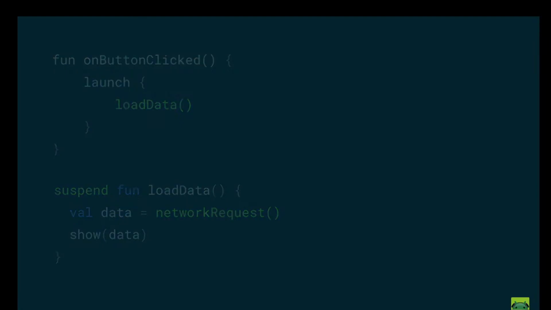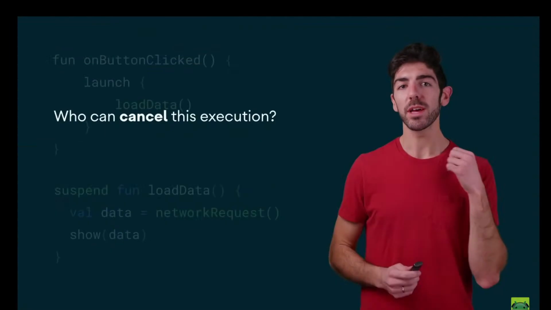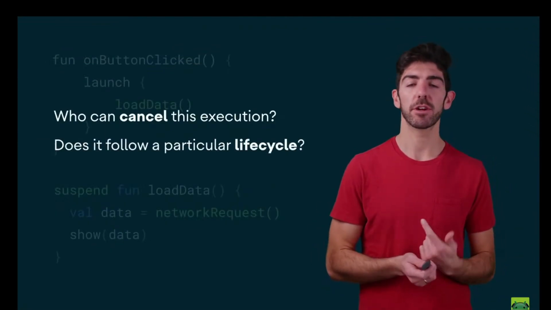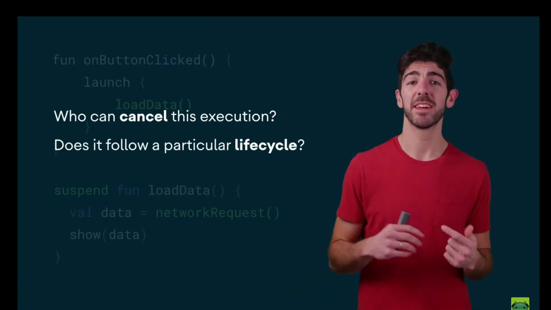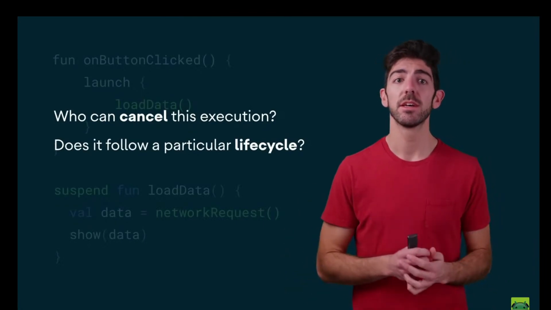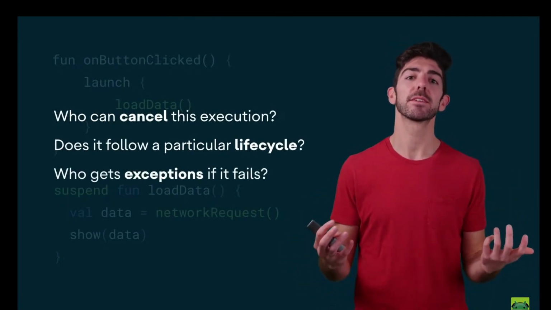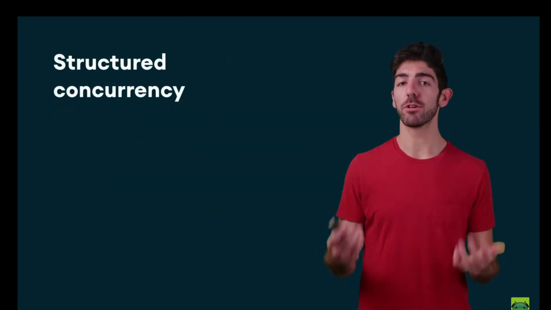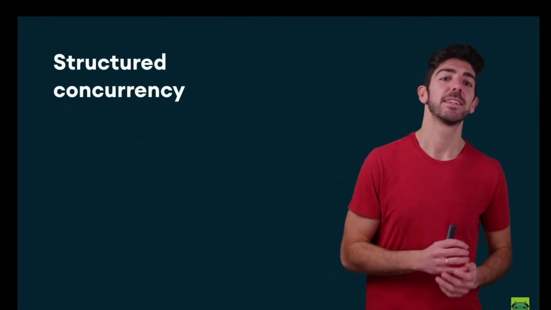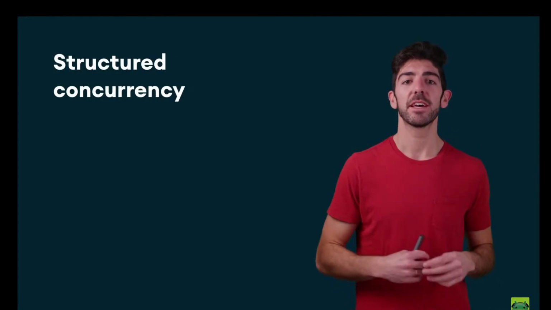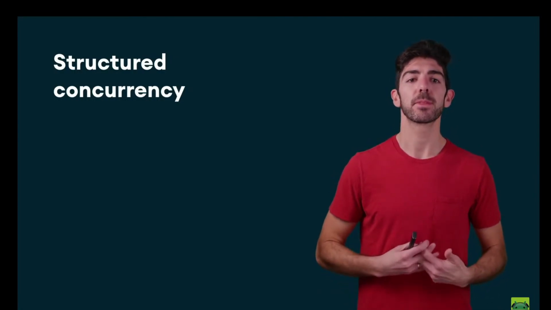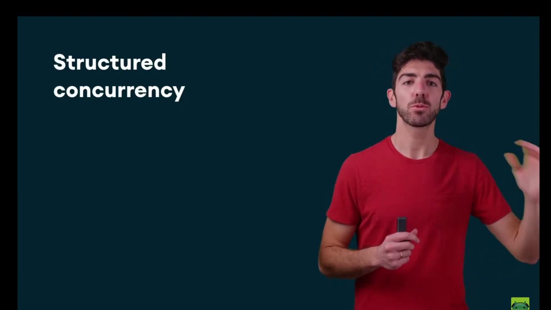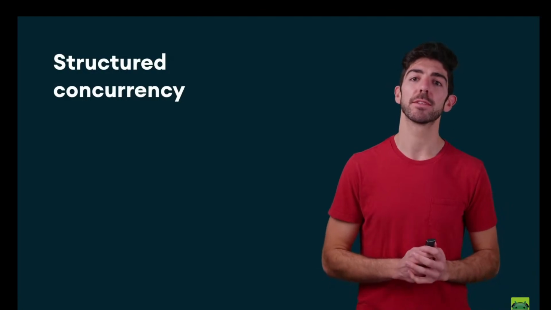Here, some problems may arise. For example, who can cancel the execution of that coroutine? Does it follow a particular life cycle? For example, if the user is moving away from the screen, can you automatically cancel it? Who is going to get the exception if that fails? These are the questions that structured concurrency is trying to solve. So structured concurrency is a design pattern in coroutines that tries to prevent memory leaks. And structured concurrency forces you to think about those questions whenever you are working with coroutines.